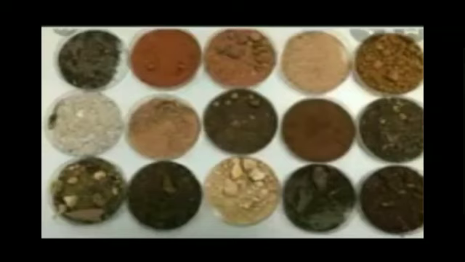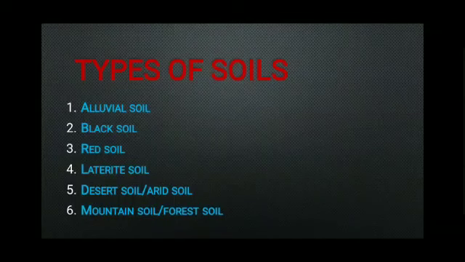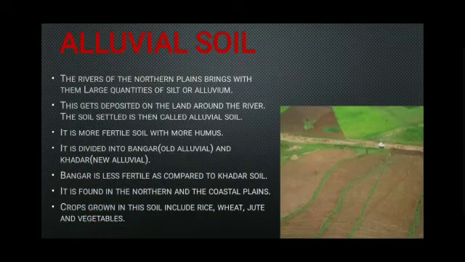The soil found in your playground will not be the same as that found in roads or the soil found in your kitchen gardens. Thus, we can say that soils are of different types depending on the color and the minerals present. My dear students, we have 6 different types of soils and we will discuss these types of soils one by one. So, let's start with the alluvial soil.